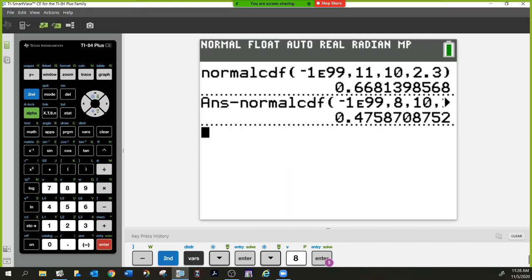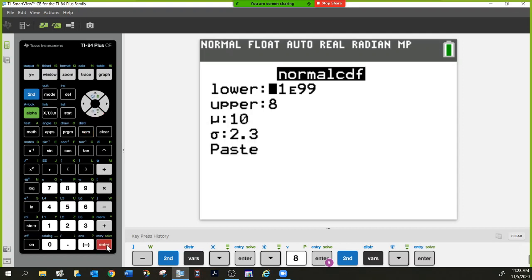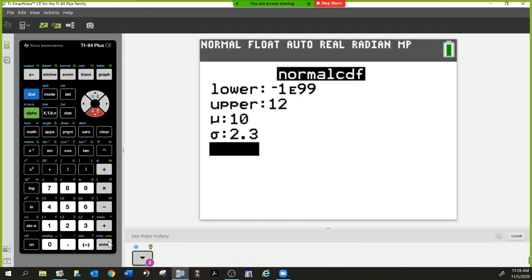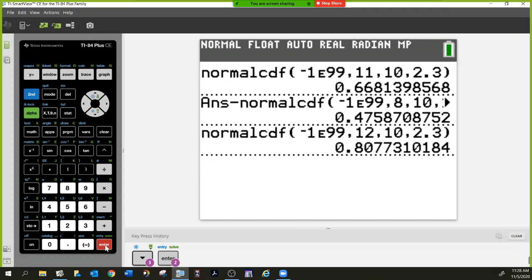Since our mean and standard deviation are the same, I'm just going to go to second distribution, normal CDF. Now my upper bound is 12. Nothing else has changed. And I'll take my answer now. There you go. About 0.808. 80% of the data. Wow. About 0.808.